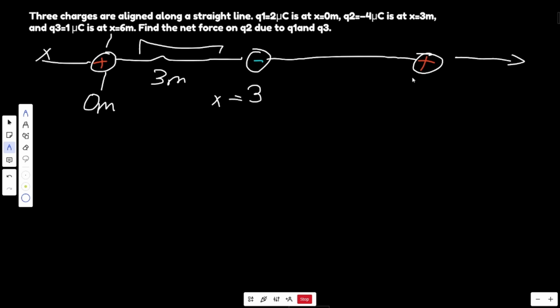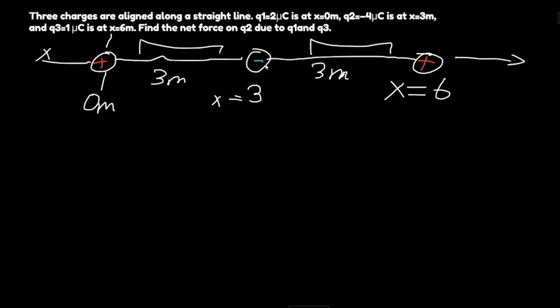And x equals 6 is the distance value for Q3. So this is 6, and the distance between these two, again, is 3 meters. So that's how we know that this is their arrangement, going by the given. Now, we have 3 charges and we want to know how much force Q2 is experiencing and where it's going.